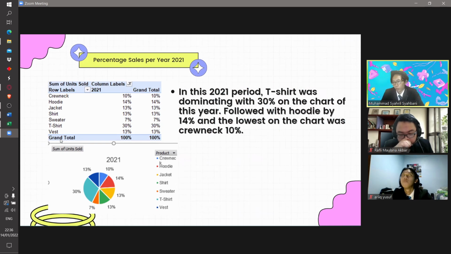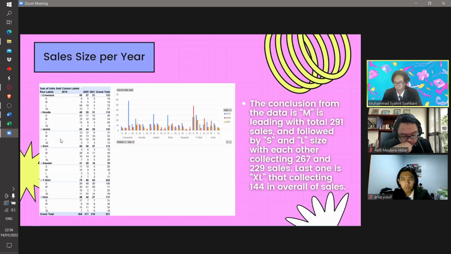Percentage sales per year 2021. In this 2021 period, t-shirt was dominating with 30% on the chart of this year, followed by hoodie with 14%, and the lowest on the chart was crewneck with 10%.